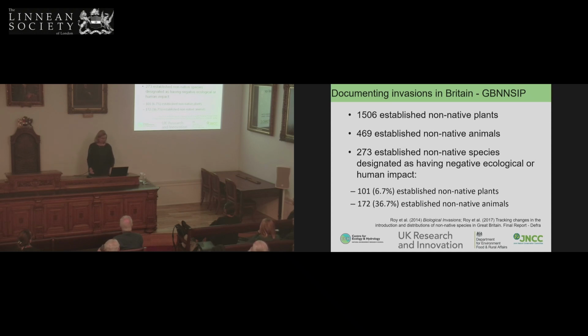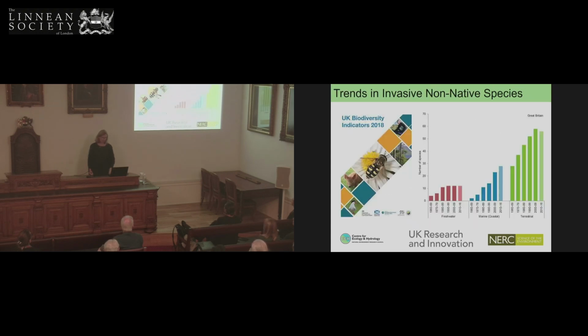So we have these databases full of lots of information on non-native species that we keep up to date. And every year we provide what's called the Biodiversity Indicator for DEFRA. So we tell them in graphical form what the current state is with respect to non-native species in freshwater, marine and terrestrial environments. And we show them a figure where it's just increasing year on year. So we're getting about 10 new species arriving every year.